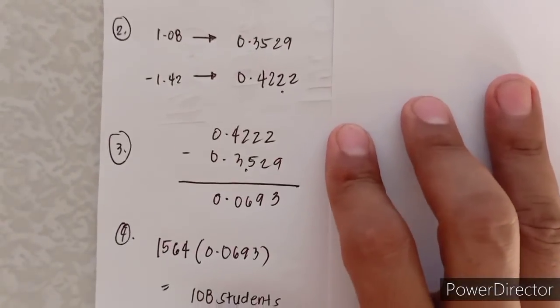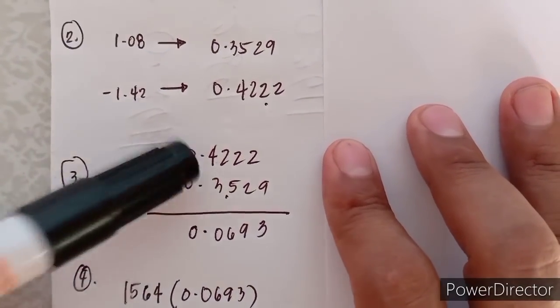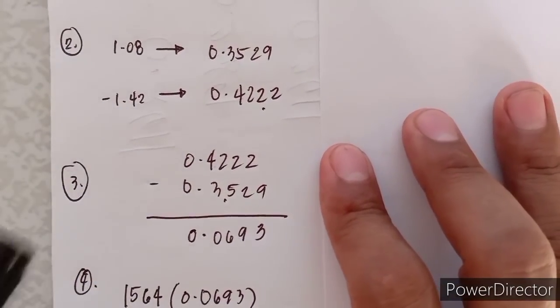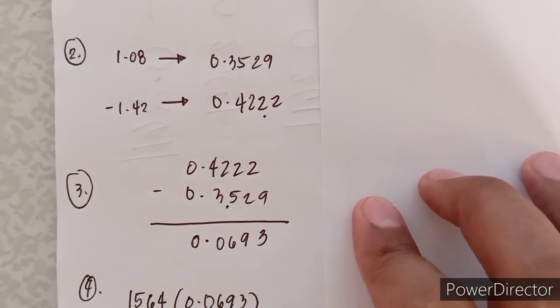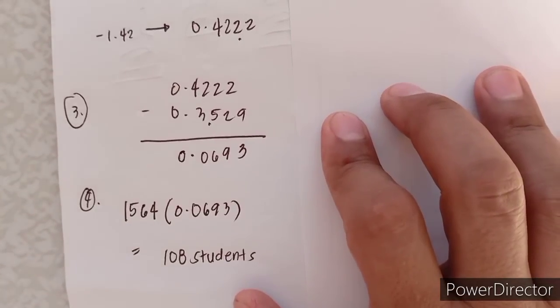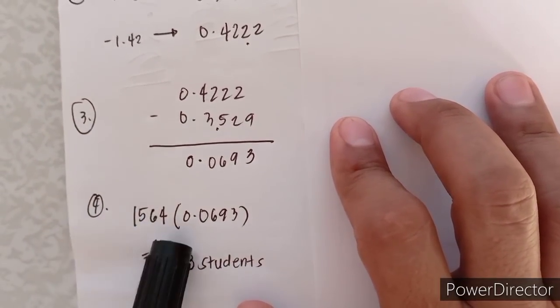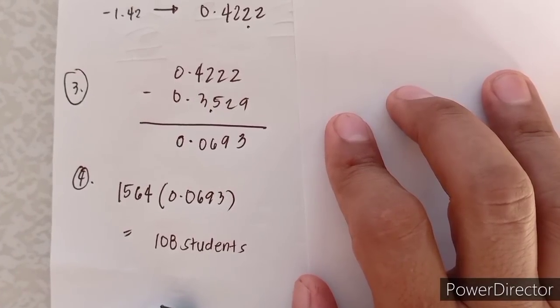Third step is consulting our rule. Kapag in between, always subtract. Mag-subtract tayo, mas malaki sa mas mababa. Ang lumabas is 0.0693. Actually, mas madali pag in between. Okay, then i-multiply na po natin. The total students were 1,564 times 0.0693. The answer is 108 students.